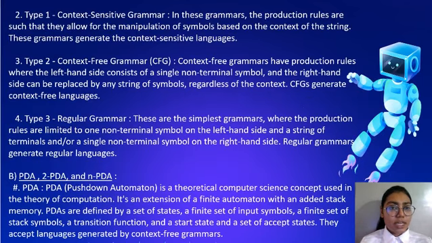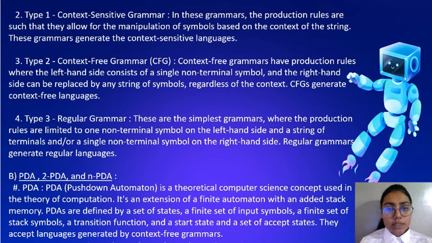The second level is type 1, context-sensitive grammar. In this grammar, the production rules allow for the manipulation of a symbol based on the context of the string. This grammar generates context-sensitive languages. The third level is type 2, context-free grammar. Context-free grammars have production rules where the left-hand side consists of a single non-terminal symbol and the right-hand side can be replaced by any string of symbols regardless of the context. CFGs generate context-free languages. And the next level is type 3, regular grammar.